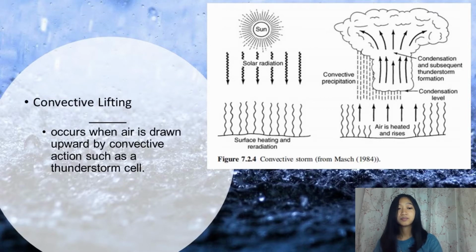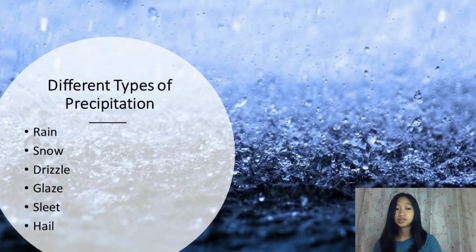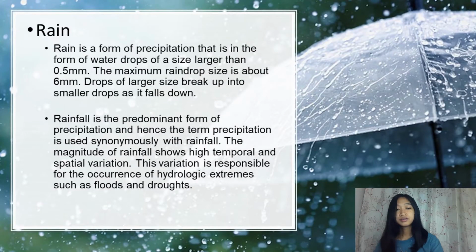The next subtopic is the different types of precipitation, which are rain, snow, drizzle, glaze, sleet, and hail. For rain, it is a form of precipitation in the form of water drops of a size larger than 0.5 millimeter. The maximum raindrop size is about 6 millimeters. Drops of larger size break up into smaller drops as they fall down. So the size of the water drop is larger than 0.5 millimeter.